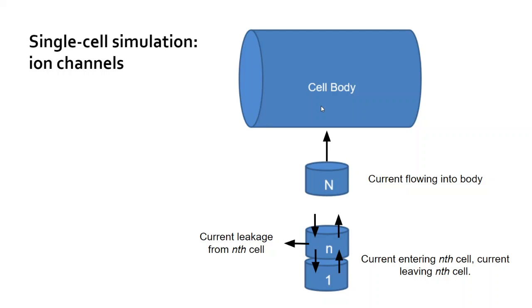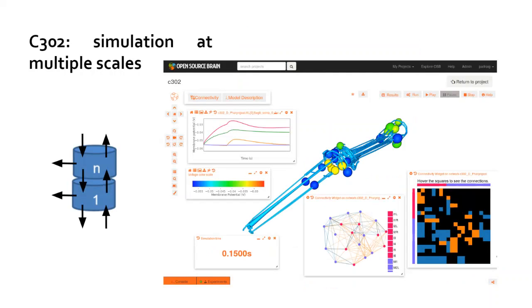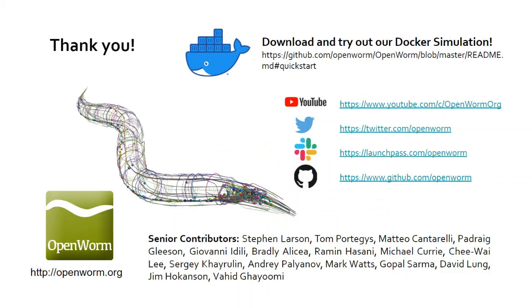But this is basically what we can do. And so we can actually simulate this at multiple scales. We can simulate ion channels at the single cell level, and we can add those cells into networks and manipulate all of it in a sort of connectome model. And so this is c302, which is another project, and it allows you to simulate a lot of the connectivity and the dynamics of it. So that's it. That's the whole talk.